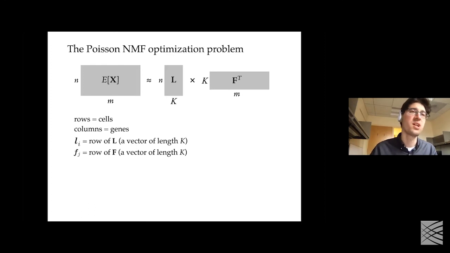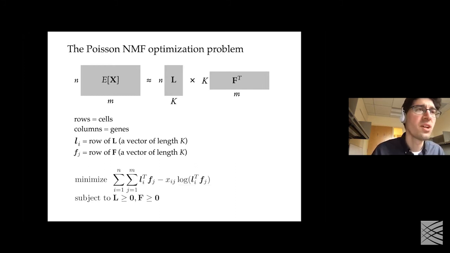Okay, so I'm going to take the next few slides just to go over our basic understanding of this optimization problem for Poisson NMF. So here, similar to what we've seen before, we're approximating the expectation of X, our count matrix, by some low rank approximation. So we have two matrices, L and F. And just to remind you, we're going to take rows to mean cells and columns to mean genes. And another piece of notation here, we're using Li to be a row of L, so it's for a single cell, and Fj to be a row of F, so it's the entries of F for a single gene.